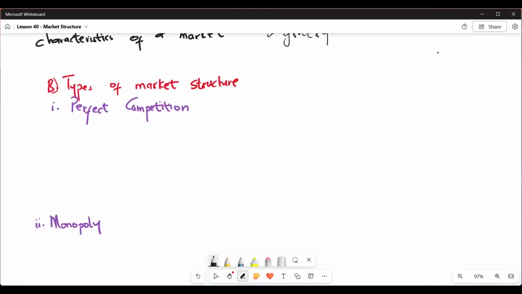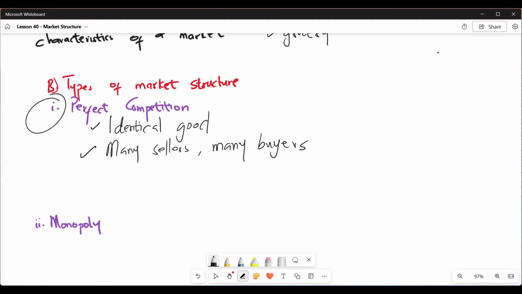The first is perfect competition. One main characteristic of perfect competition is that firms in this market are selling an identical good. There are also many sellers and many buyers in this market. And in this market, firms are price takers.